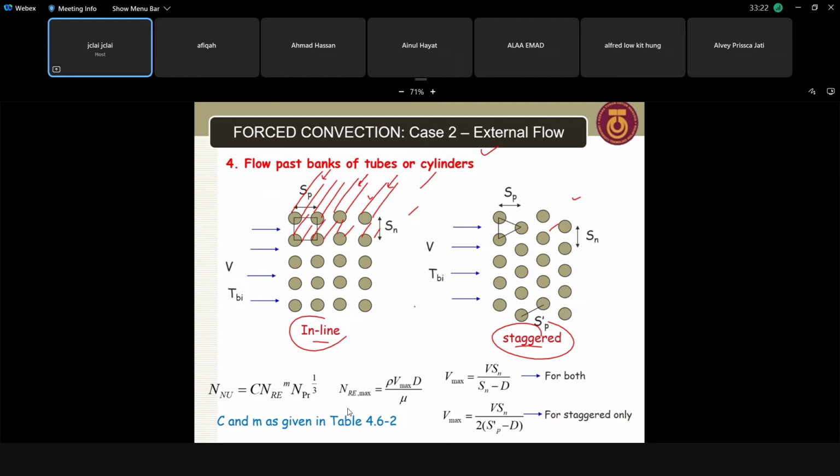What you will see in the heat exchanger. Okay, the real practice, the real situation.